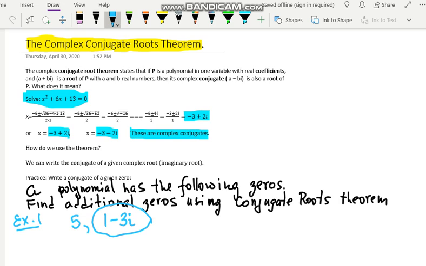Imaginary roots require conjugates. Now I'm using a new term. In other words, something is missing, the root is missing. So which root is missing? I'm going to write it down here. The missing root is 1 plus 3i. Did I answer all the questions? I was supposed to find additional zeros using the conjugate roots theorem. Yes. Do I need to come up with the original polynomial using these 3 roots? No, not yet.